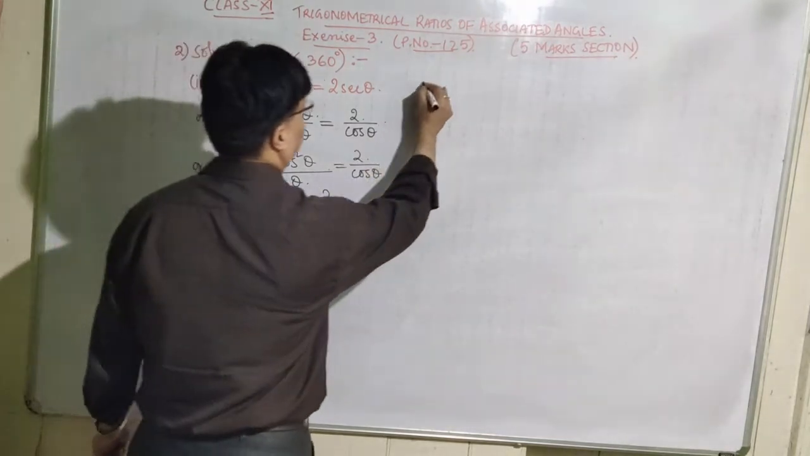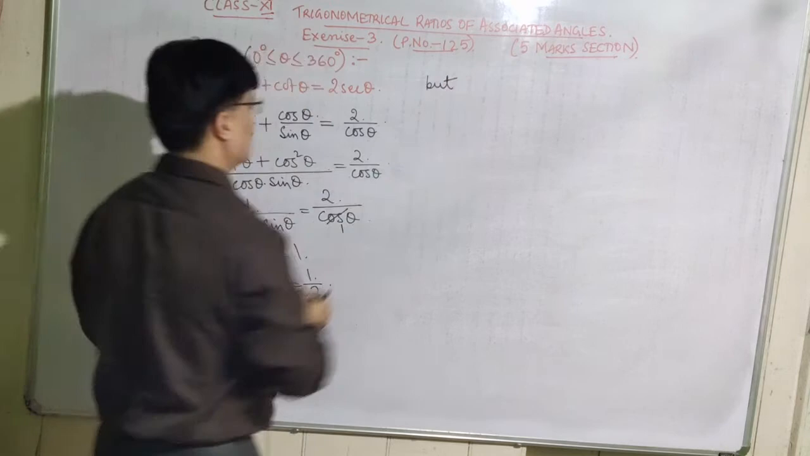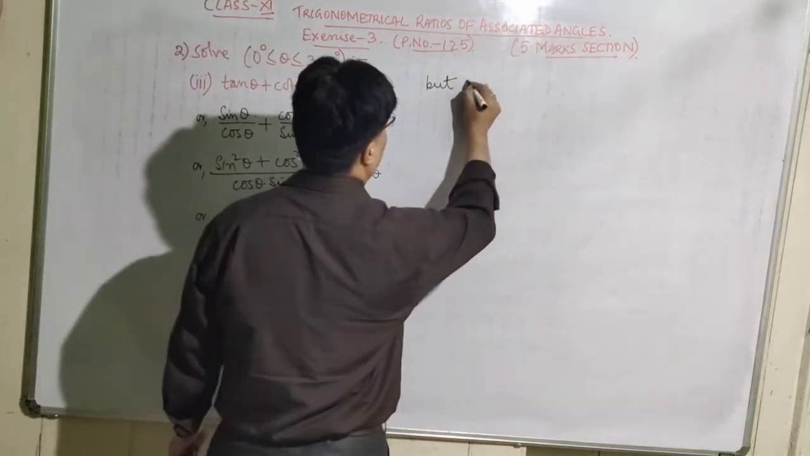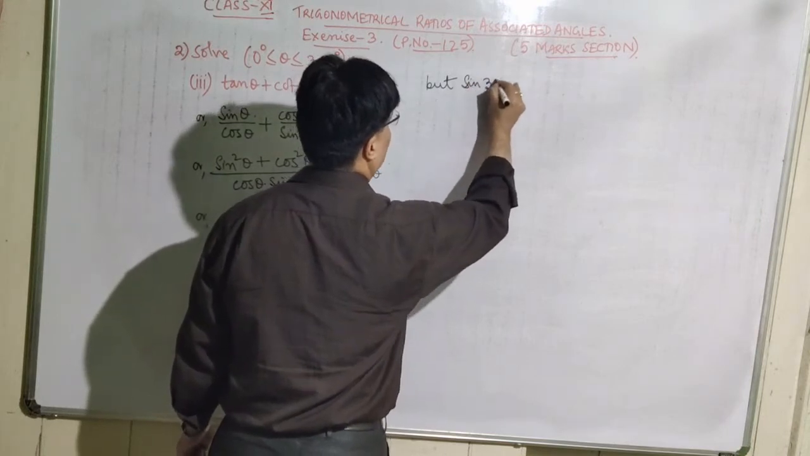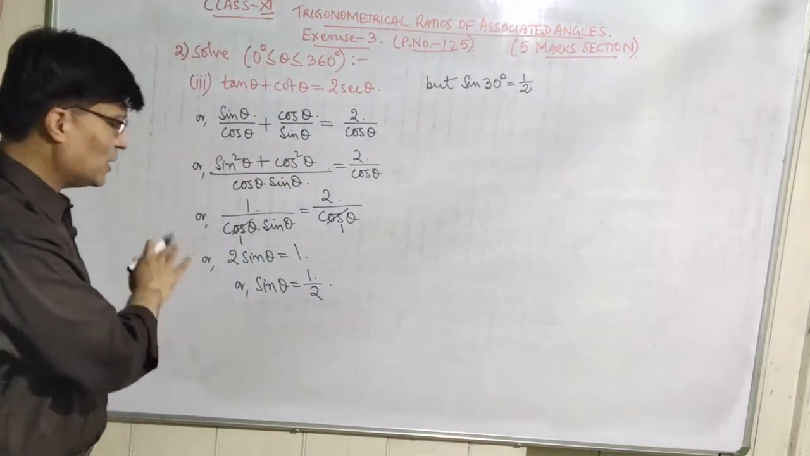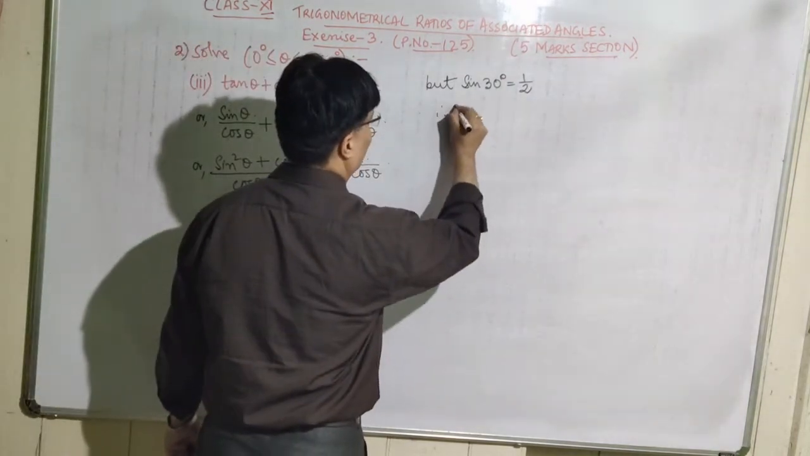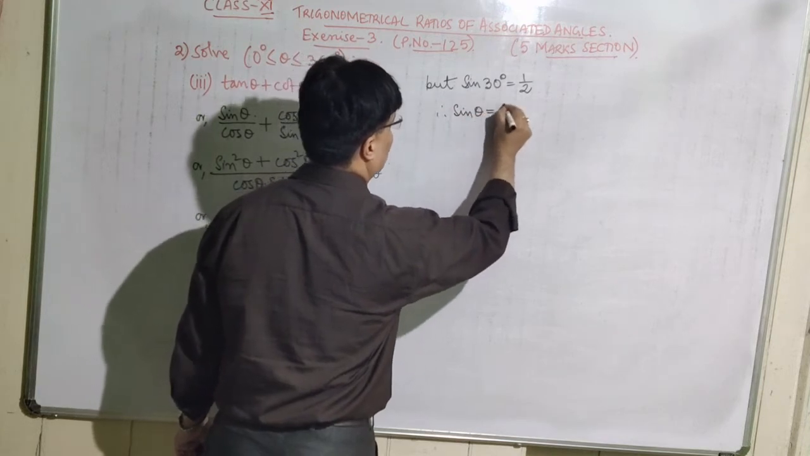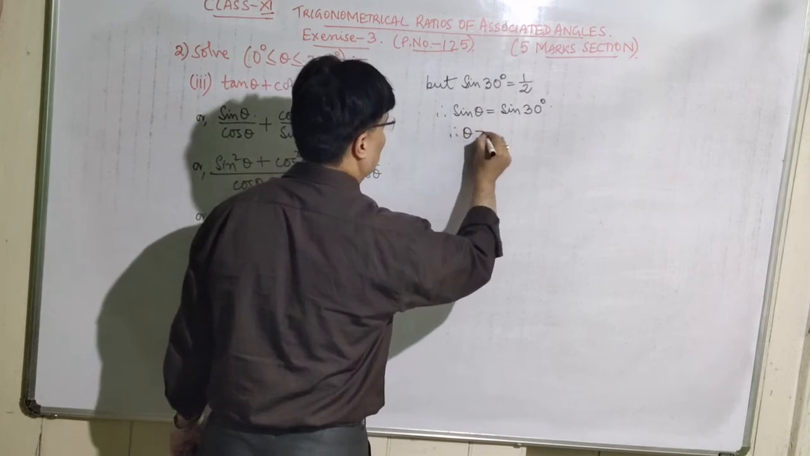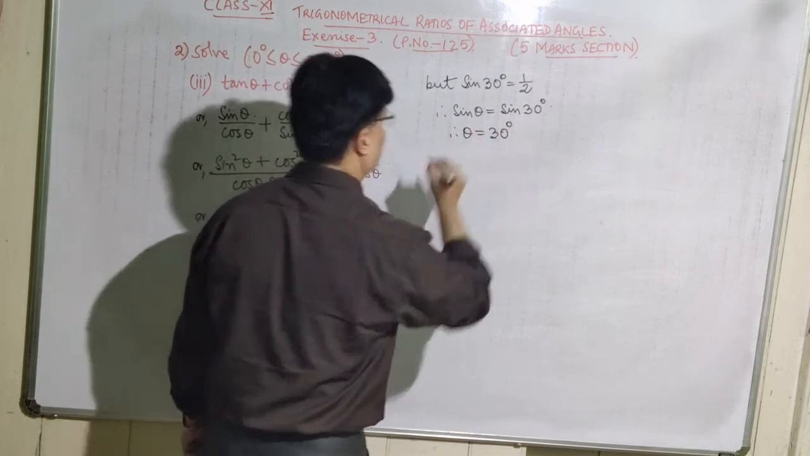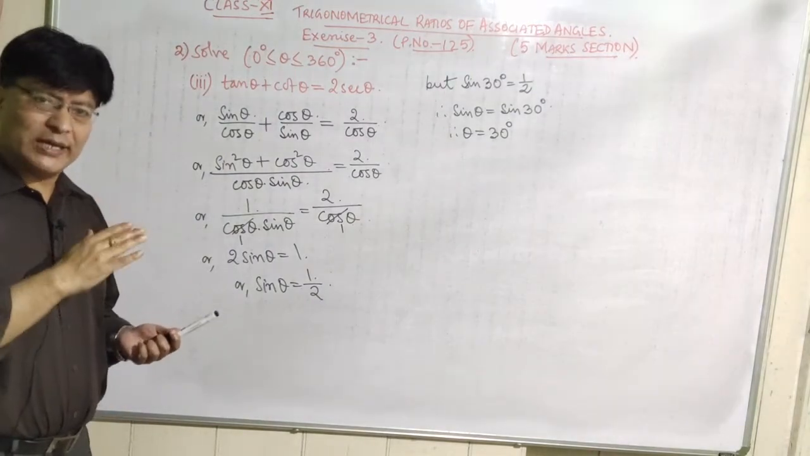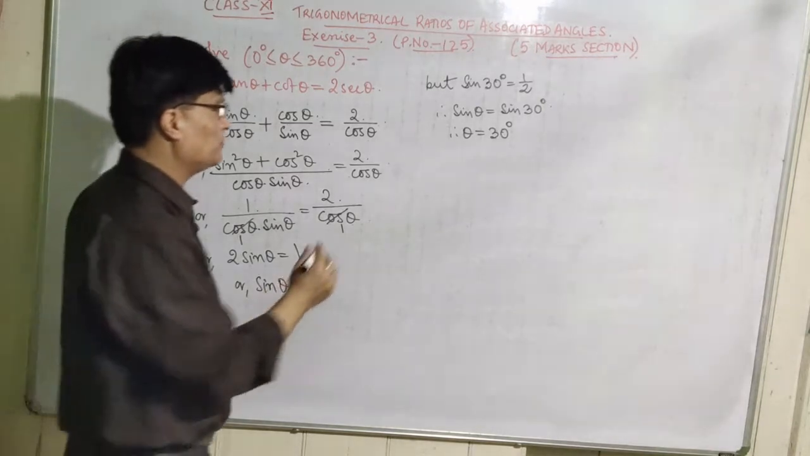So now, but sine of which angle in the first quadrant is half? It is sine 30 degree. It is sine 30 degree is equal to half. Since right hand sides are equal, left hand sides must be equal. So therefore it is sine theta is equal to sine 30 degree. So theta is equal to 30 degree. Is that clear now? So next, again you have to find out the angle in the second quadrant also.